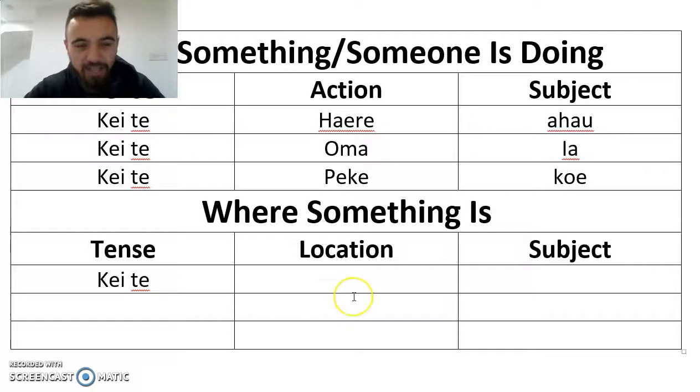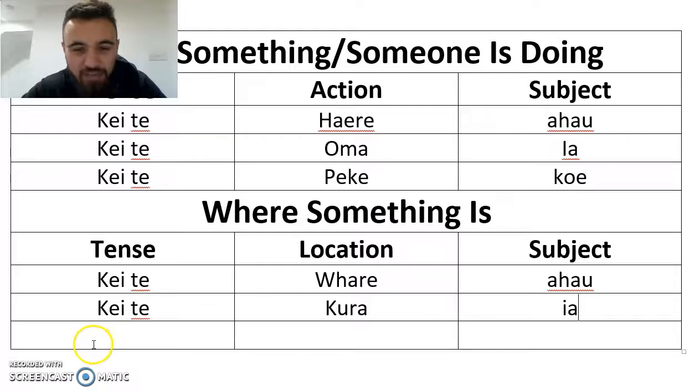But we're looking at, say, kei te whare ia. Or I'll do it the same as the above one, aho. So kei te whare aho. So I am at the house, and it's not I am running or anything like that. It's a physical location, that te whare is somewhere where I can actually be. Kei te kura ia, he is at school.